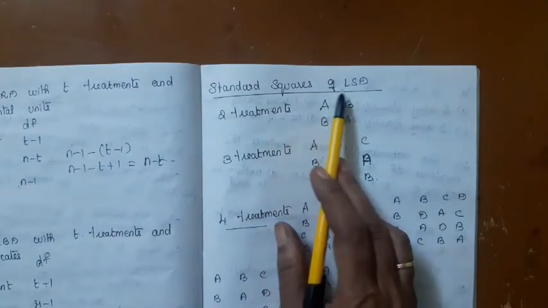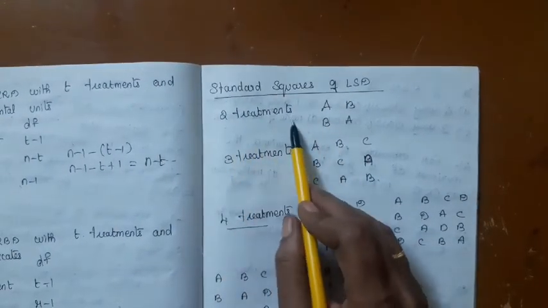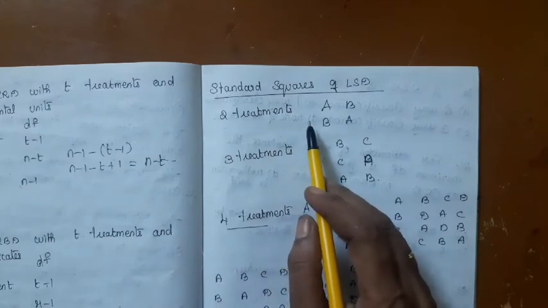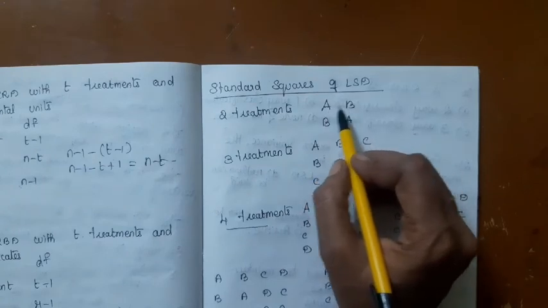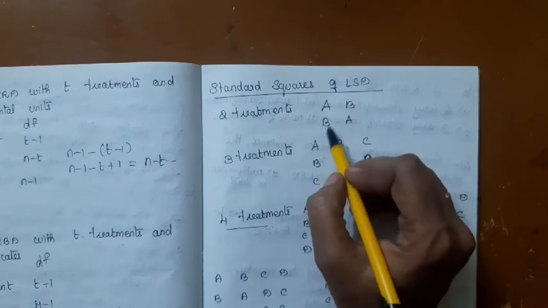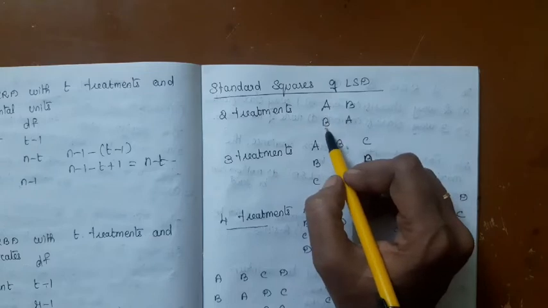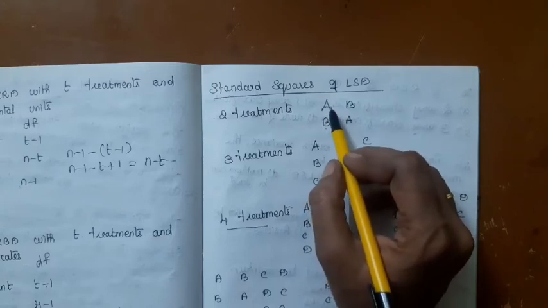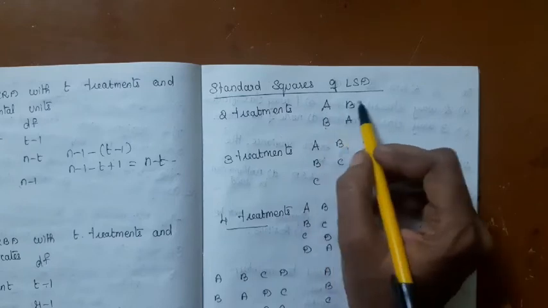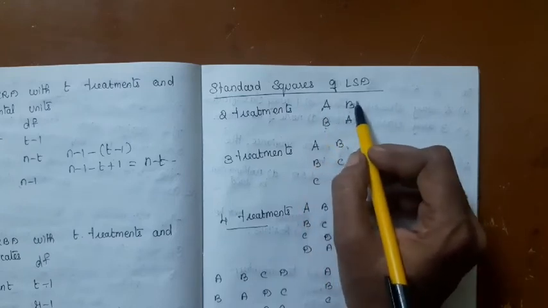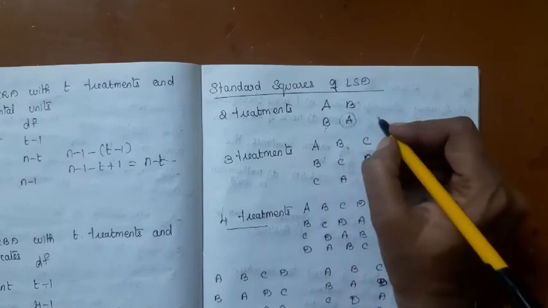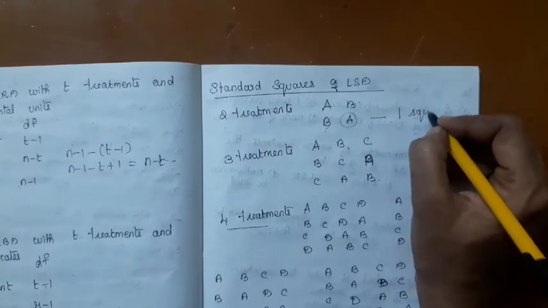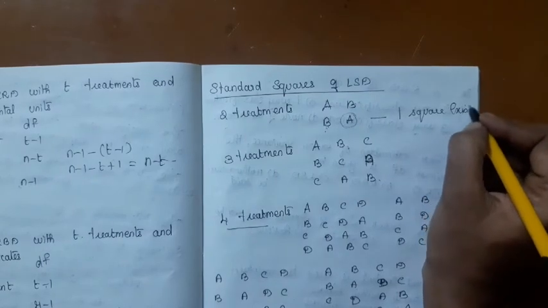Okay, fine. Suppose that you have an LSD with two treatments. How many standard squares exist? What do you mean by standard squares? The alphabetic order AB should be there in the first row and the first column. The arrangement in alphabetic order in the first row and first column. So this is the only possibility. So you have only one standard square.